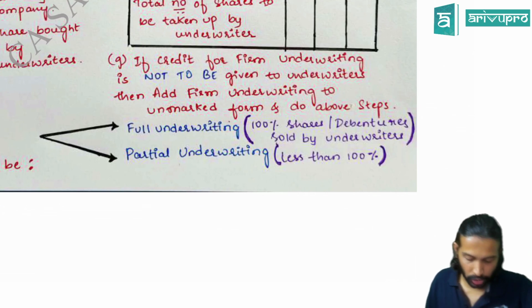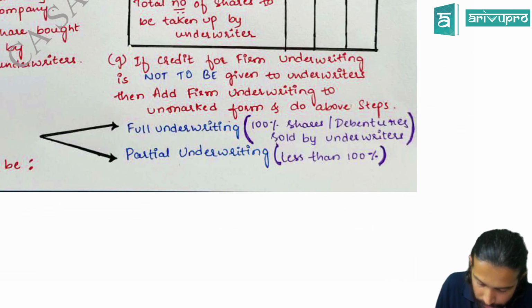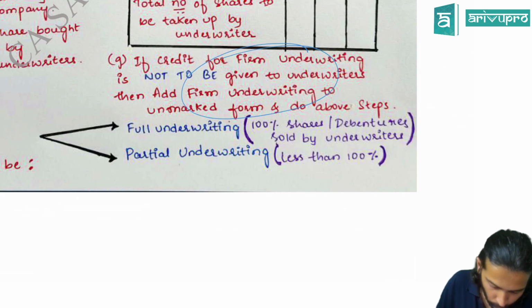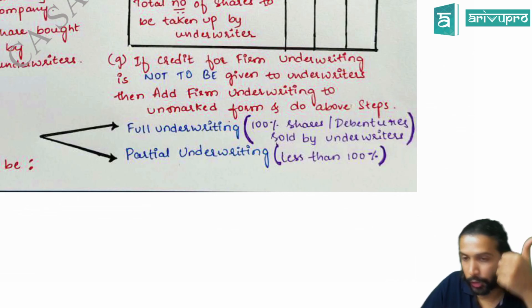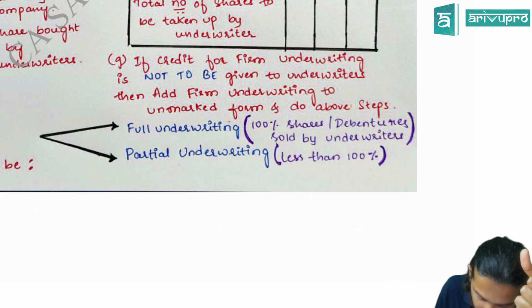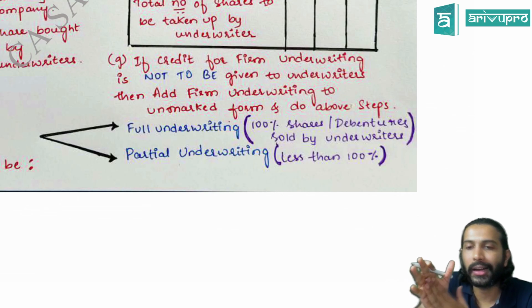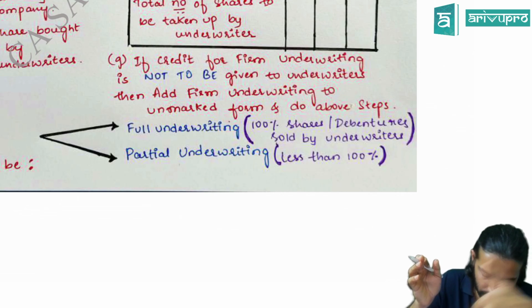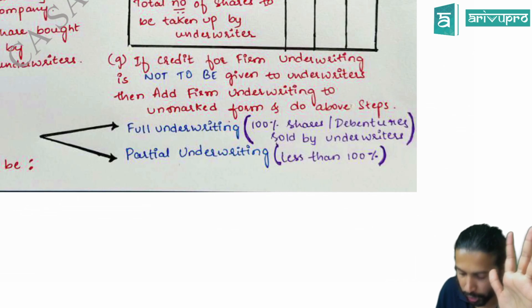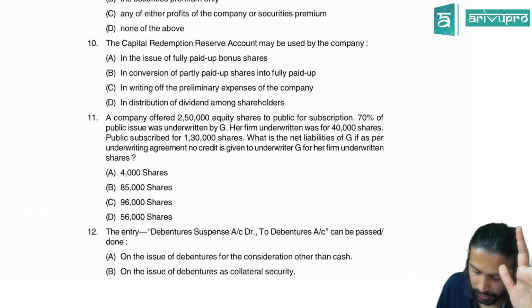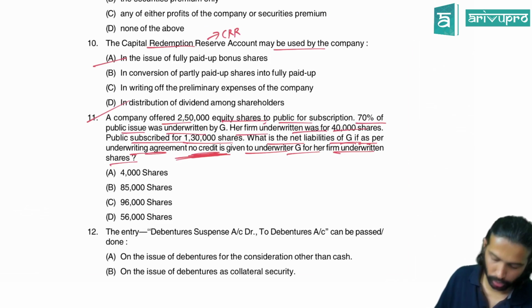I told in the 2019 paper, they've asked this question. Check. If credit for firm underwriting is not to be given, this is a keyword. If credit for firm underwriting is not to be given, then add firm underwriting to unmarked forms and do the above steps. Treat firm underwriting as unmarked application and do the same steps I had told you. Yes, that is a component of chart. That is what they have targeted here. That is what we need to apply here also.